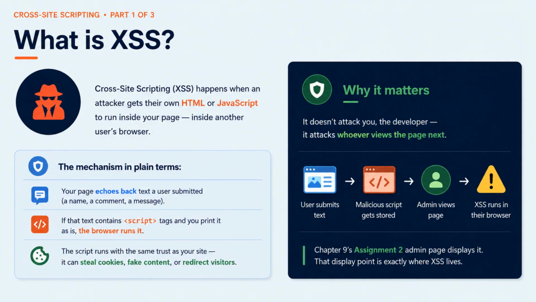Make this concrete for their own project. The Chapter 9 messages table stores whatever a visitor typed into the contact form. Chapter 9's Assignment 2 admin page displays that table. The moment stored data gets echoed back onto a page.